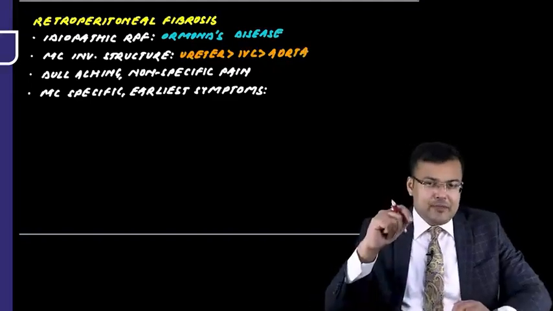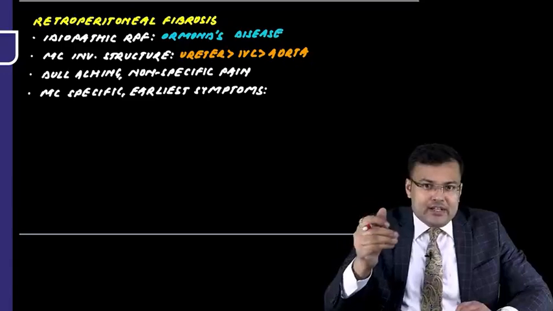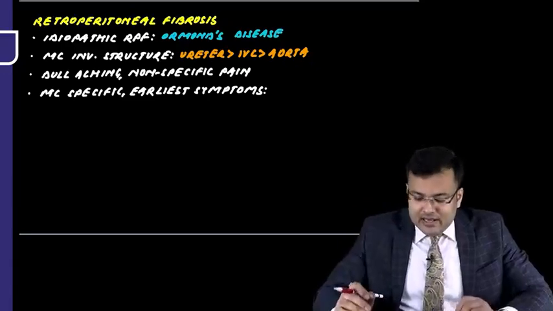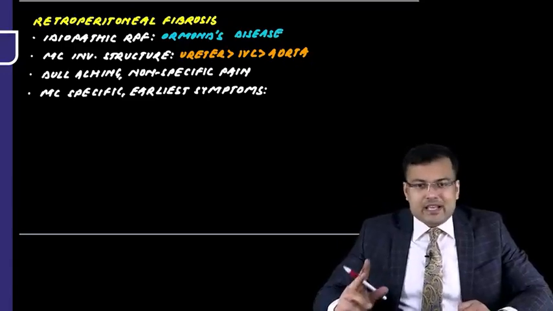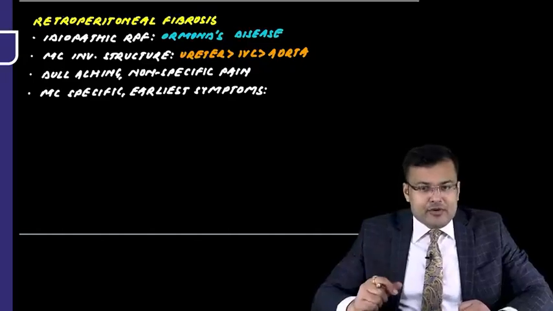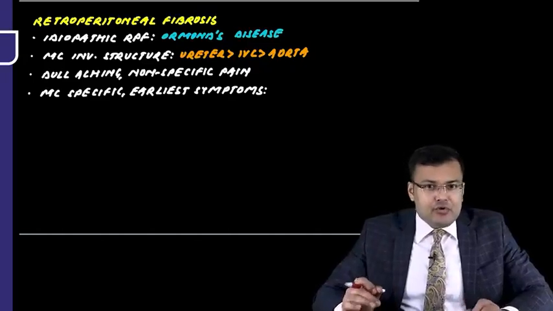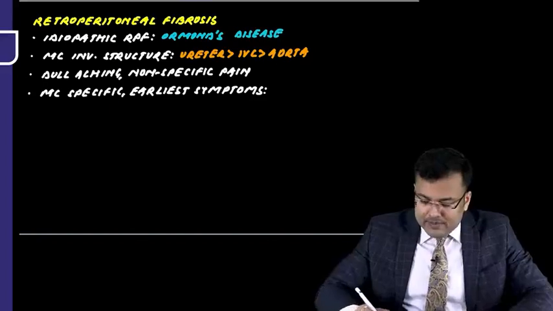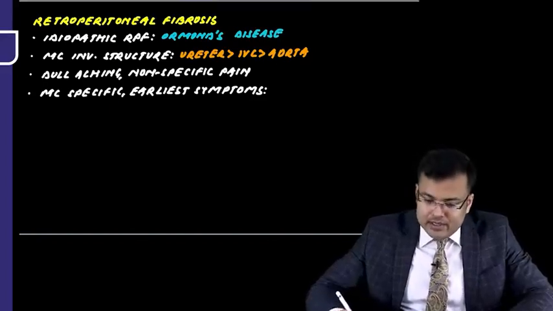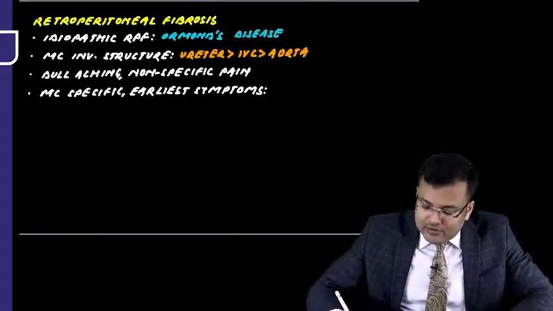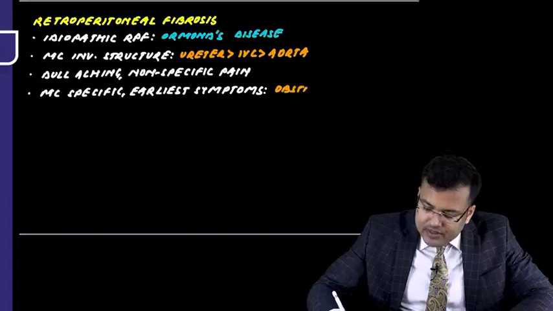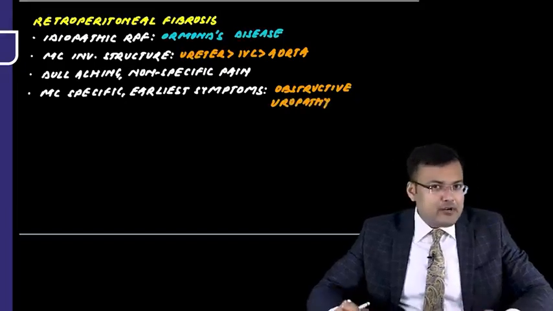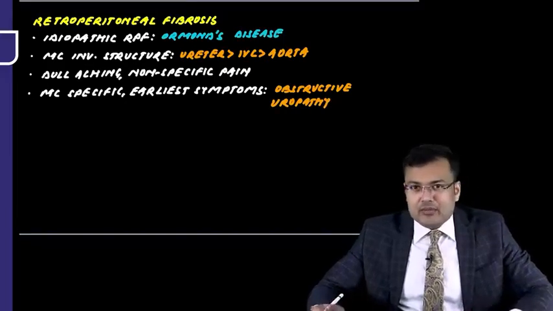So two symptoms are there. Because of fibrosis, initially the patient has dull, aching, non-specific pain. Second, because of compression of ureter, the patient has obstructive uropathy. The most common specific earliest symptoms are those of obstructive uropathy. Clear? So these are important points about retroperitoneal fibrosis, and this is all about peritoneum.